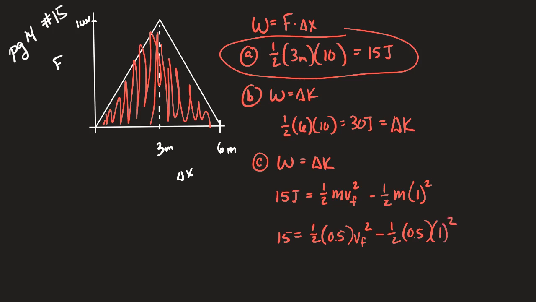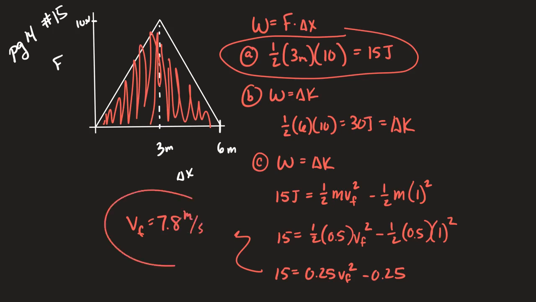Now, unfortunately, this is like a ridiculously small number compared to what the other one's going to have to be, because half of 0.5 is 0.25. So this is going to be 15 equals 0.25 v final squared minus 0.25. So I add the 0.25 to both sides, solve for v final squared, and I'll get 7.8. Is that what it is? Yeah. 7.8 meters per second.